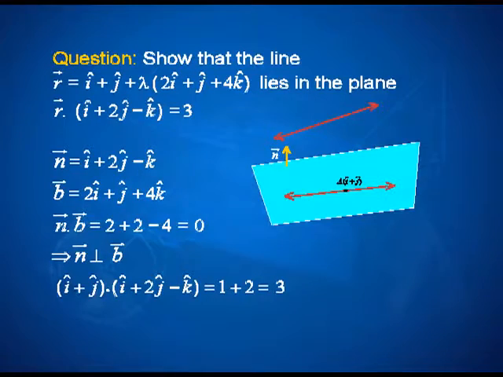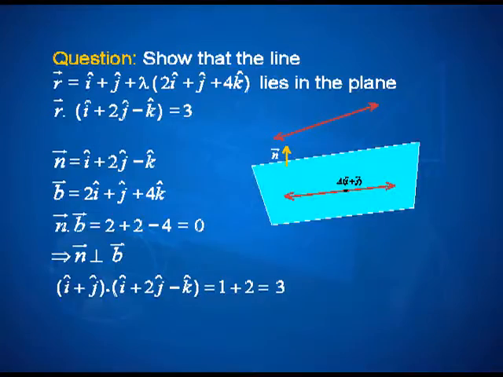Here we have the vector n, that is normal to the plane, as i cap plus 2j cap minus k cap, and vector B, which gives us the direction of the line, as 2i cap plus j cap plus 4k cap. A simple dot product gives us 0, and therefore, the line is perpendicular to the normal, but it could be away from the plane, it could be parallel to the plane.